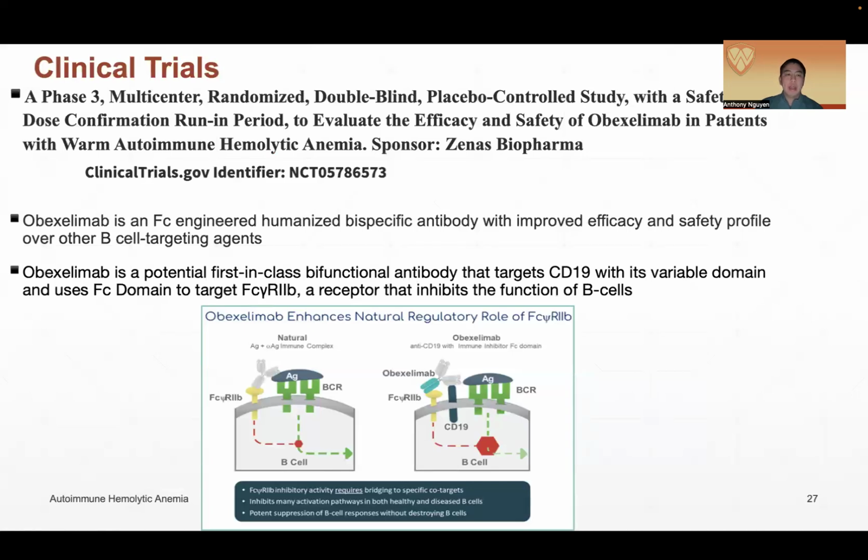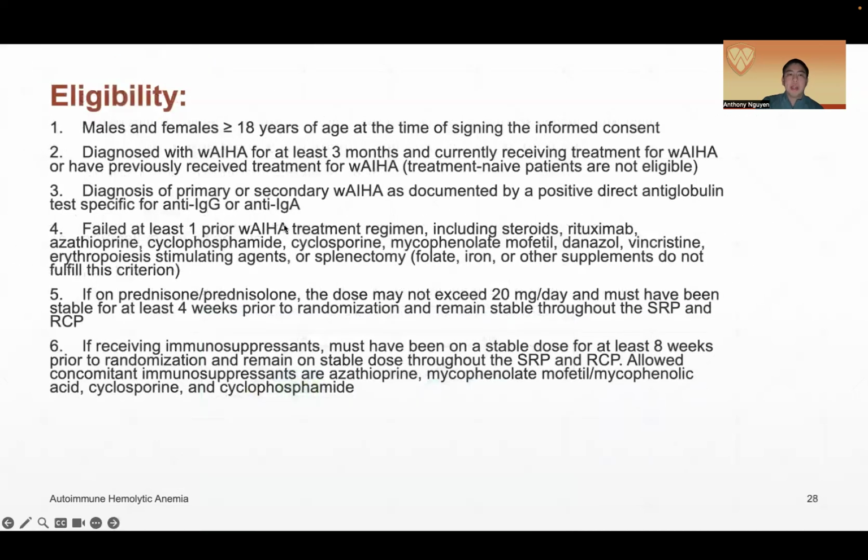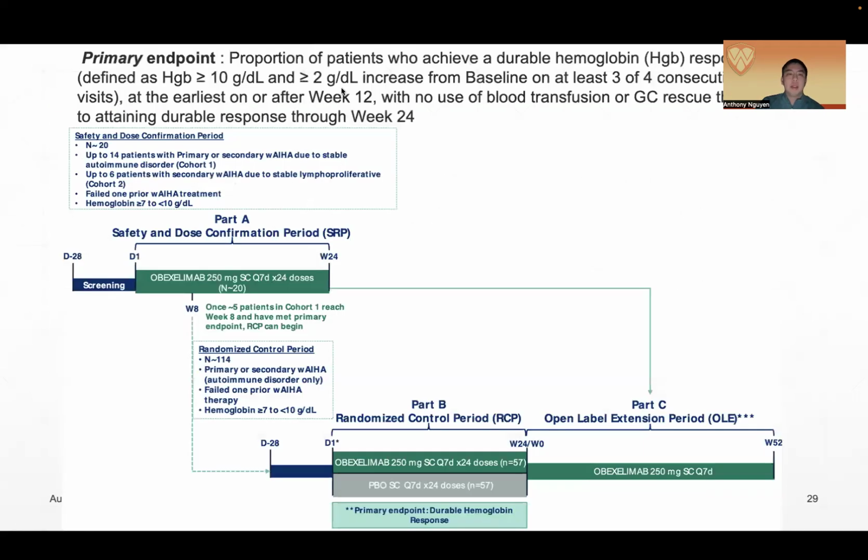So obexelimab is an Fc-engineered humanized bispecific antibody that targets CD19, which leads to the inhibition of the function of B cells that ultimately produce these IgG antibodies. And patients typically have been diagnosed with WAIHA at least 3 months and are currently receiving treatment for WAIHA. And the patients must have failed at least one other prior WAIHA treatment regimen, which can be steroids, rituximab, and also other immunosuppressions.